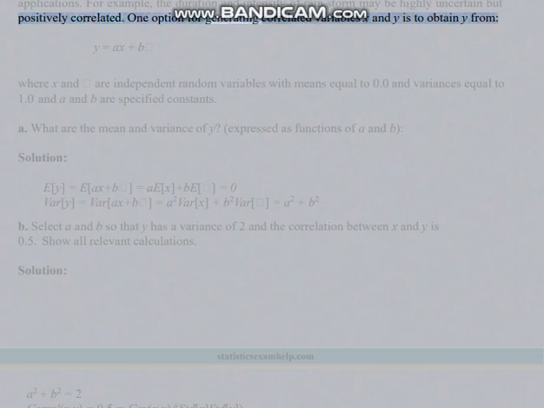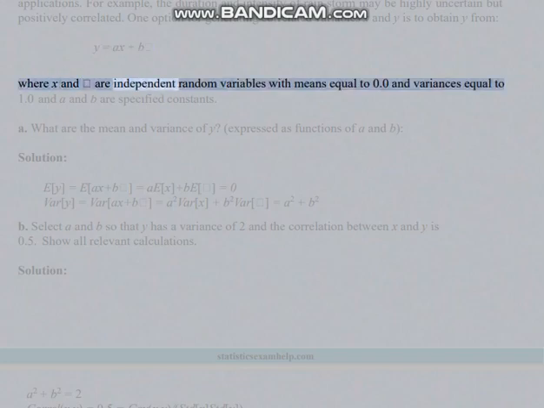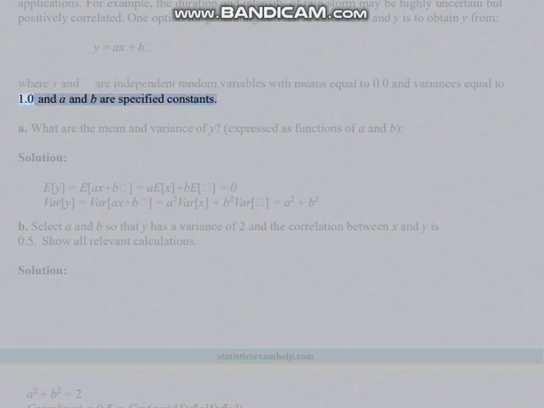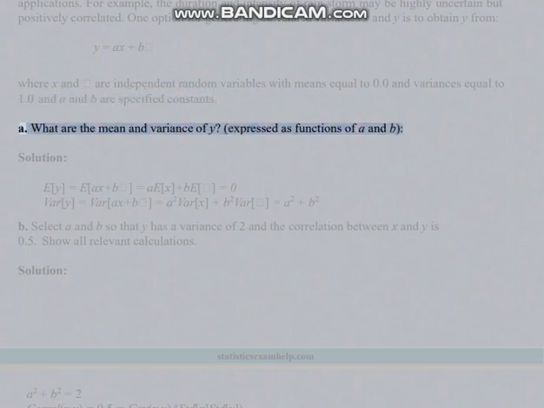One option for generating correlated variables x and y is to obtain y from y equals ax plus bz, where x and z are independent random variables with means equal to 0.0 and variance equal to 1.0, and a and b are specified constants. A. What are the mean and variance of y?